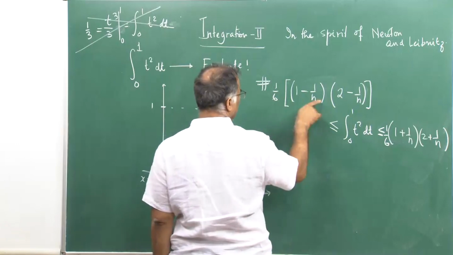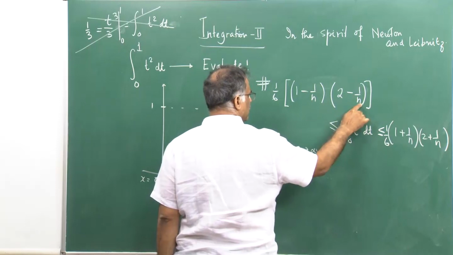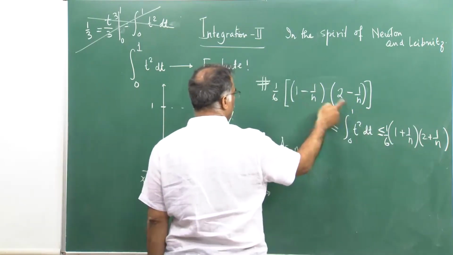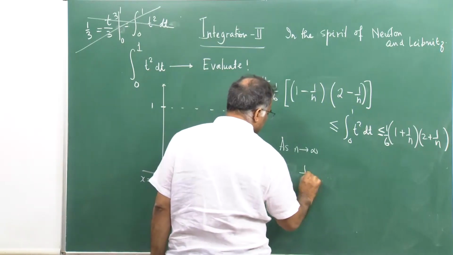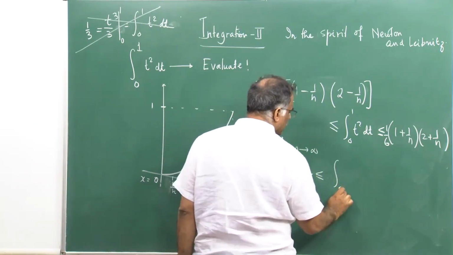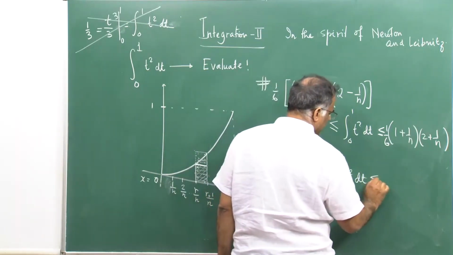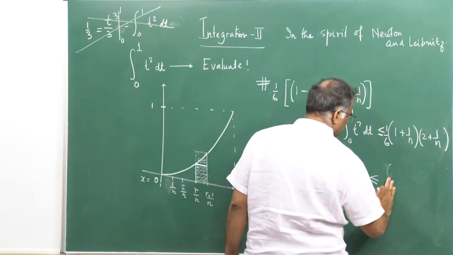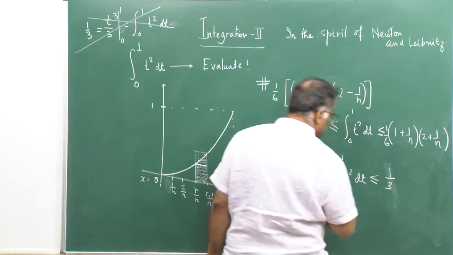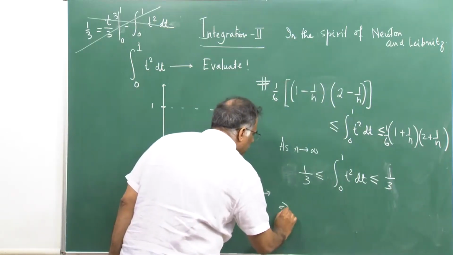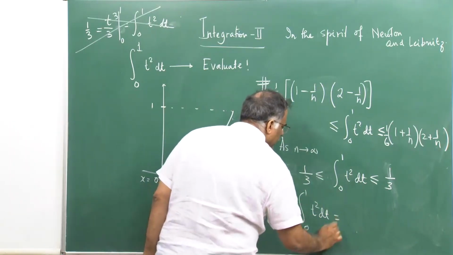So now if I take the limit as n tends to infinity, this will go to 0, 1 by n things will go to 0. So it will be 2 by 6, which is 1/3, is less than or equal to the integral from 0 to 1, which is independent of that n, is less than or equal to, here also it is 2 by 6, which is 1/3. So which means what? This means the integral from 0 to 1 of t square dt is equal to 1/3.